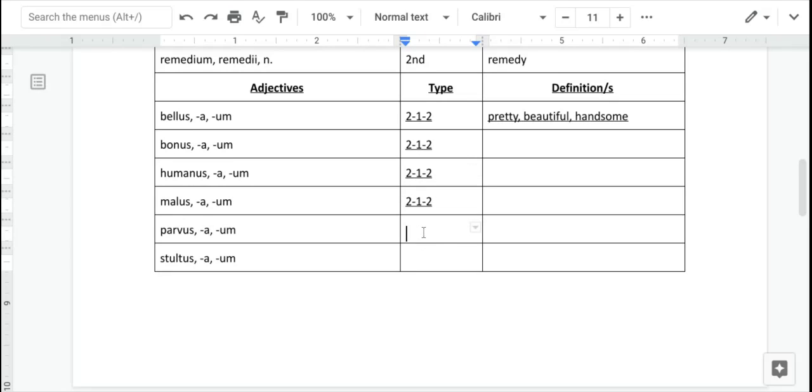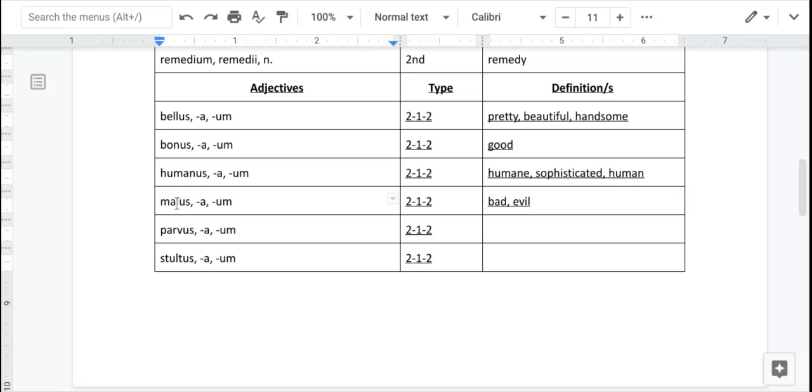All right, so bonus, really common adjective in any language. And bonus means good. Bueno in Spanish. Humanus, kind of random, but humane or sophisticated. Can even just simply mean human. Malus. All right. This means bad or evil.